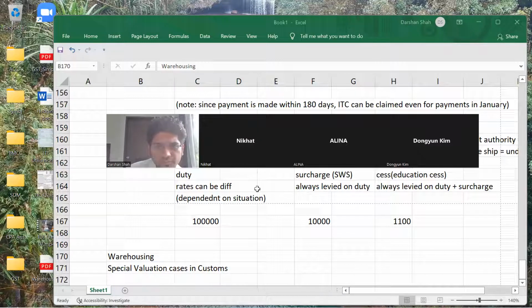Okay. Yes, we'll go through the PDF, no problem. So from the PDF, special valuation cases are remaining, that we will do.